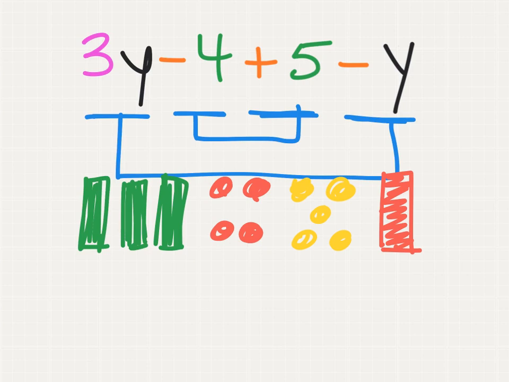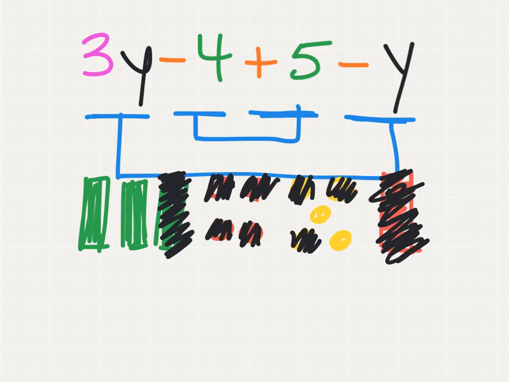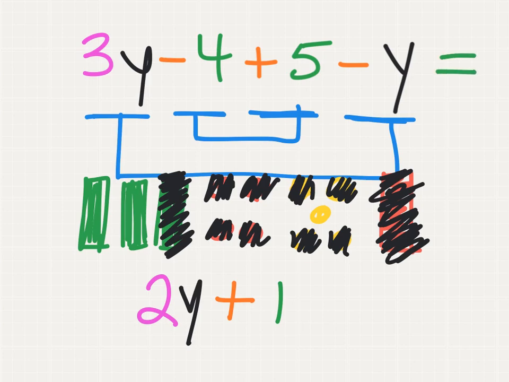Now I know that when I simplify an expression, one of the things I can do is eliminate 0 pairs. If I eliminate 1 green rectangle and one red rectangle, I've eliminated 0. I've made no change to the value of this expression. And if I did the same with the counters, 1 negative for 1 positive, 1 negative for 1 positive, a negative and a positive, a negative and a positive, I would now have simplified my expression using models and could rewrite the equivalent expression using what remains in my models. And in this case, I still have 2y, and at the same time, I have positive 1. So that 3y minus 4 plus 5 minus y is equivalent, or the same value, as 2y plus 1.